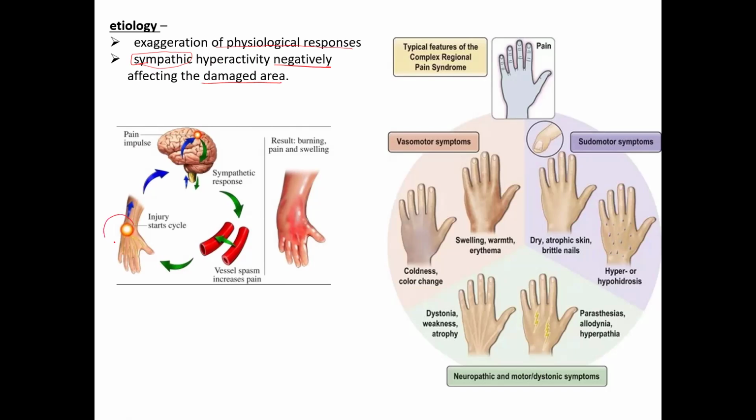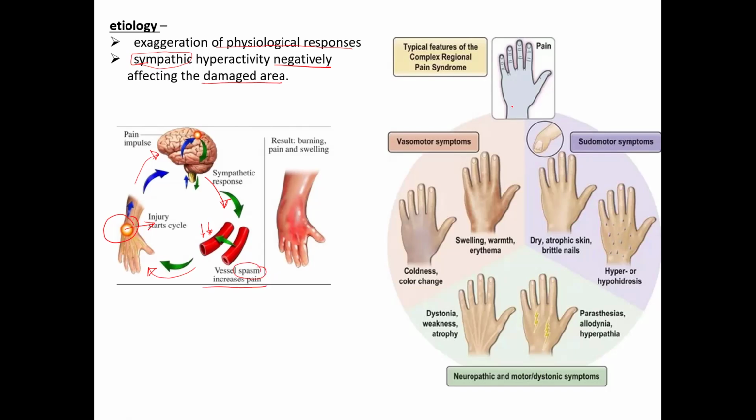So there is injury to the limb. This starts a cycle and sends impulses to the brain. The brain sends impulses to increase the sympathetic activity by vasoconstriction and all the vasculopathy. That again affects the limb and presents with the symptoms of Sudeck's dystrophy.